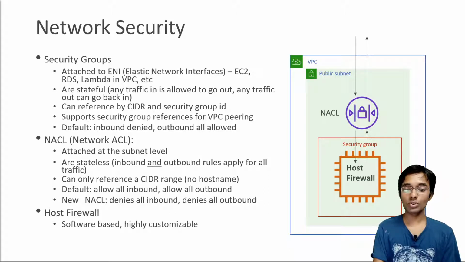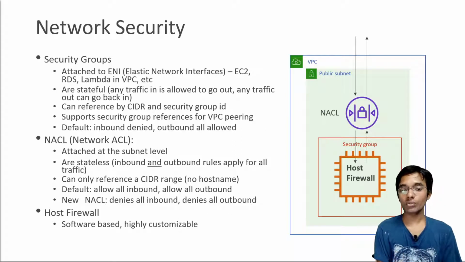By default, inbound is denied and outbound is all allowed. So if you want to allow something inbound, you need to add rules, and if you want to restrict outbound, you need to remove rules. There are no deny rules in a security group. A security group is just allow. Only allow rules are available in a security group.